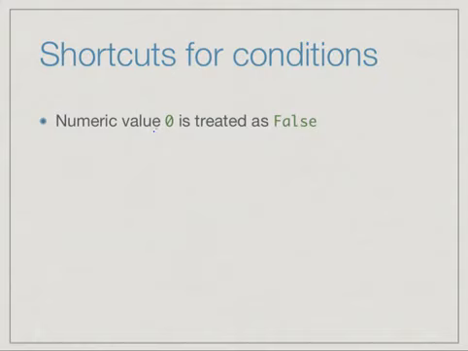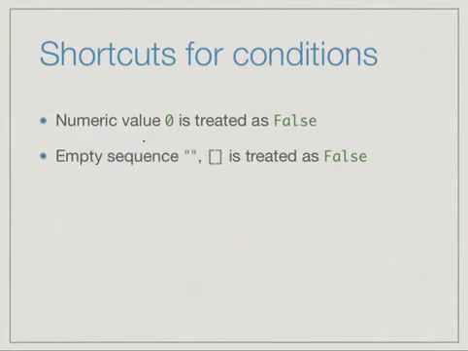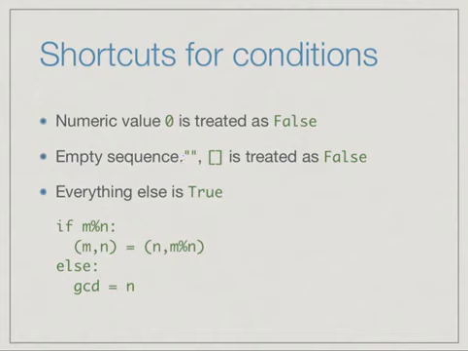In particular, any expression which returns a number 0, any numeric expression of value 0, is treated as false. Similarly, any empty sequence, such as the empty string or the empty list, is also treated as false. And anything which is not this case, so if I have a non-zero value as a number, or if I have a non-empty string, a string with 7 characters, or a non-empty list, a list with 3 values, then all of these would be interpreted as true if I just stick them into a condition. So this can simplify our expressions and our code.